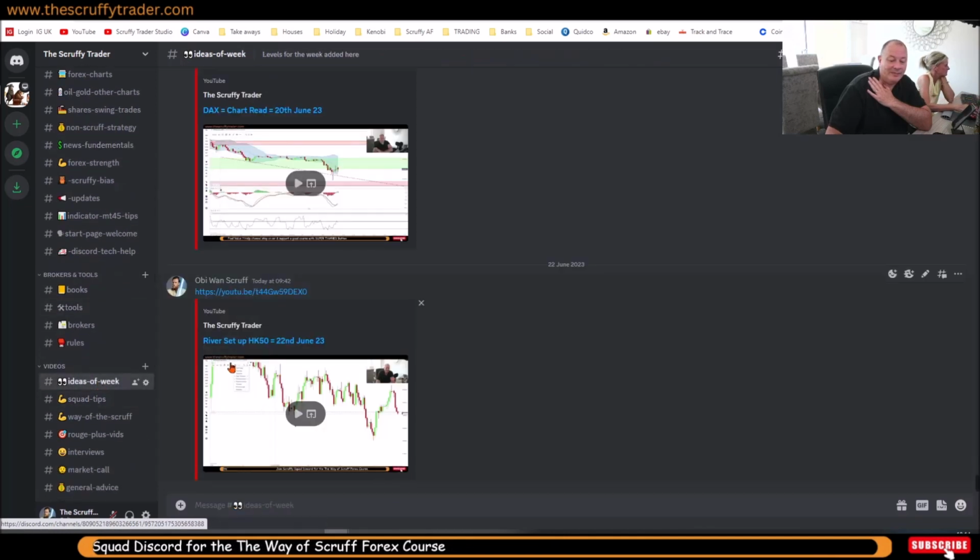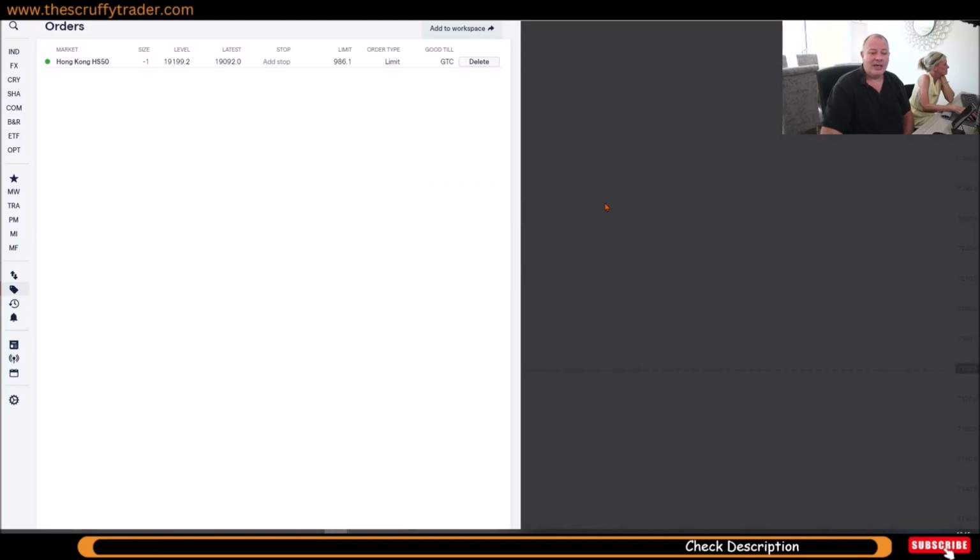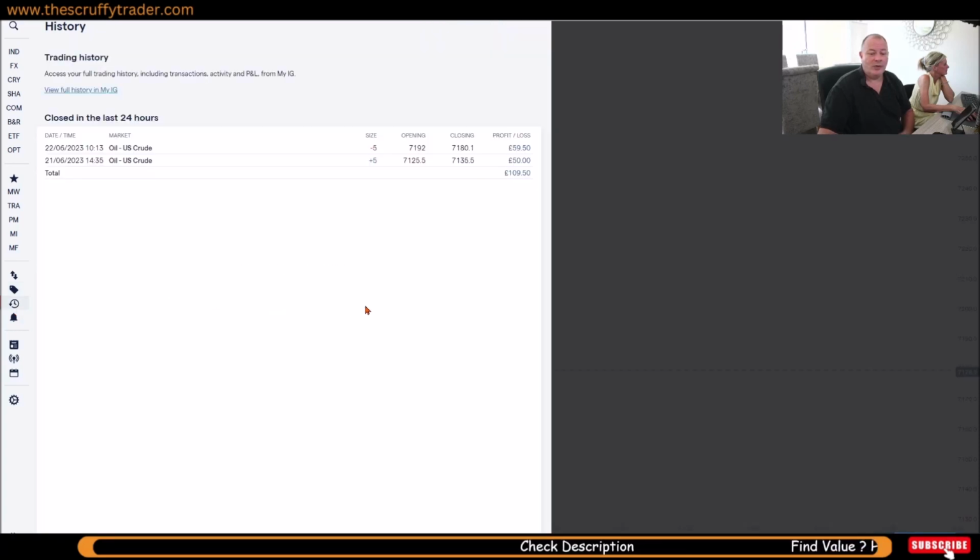Idea of the week. That is there. River setup, HK50. The full strategy is in there of how that trade is going to play out. Because what I do for the guys all the time is I tell them what I'm doing before I do it. And that's what that order is. And then, of course, what you saw me do yesterday with oil. Simple stuff. You do that once a day, you'll start building up decent funds.